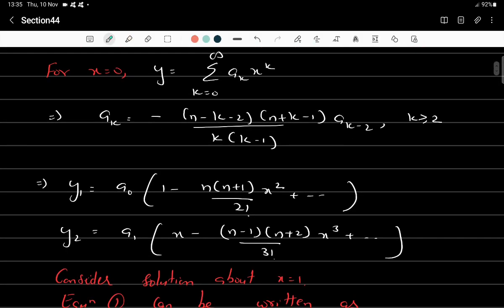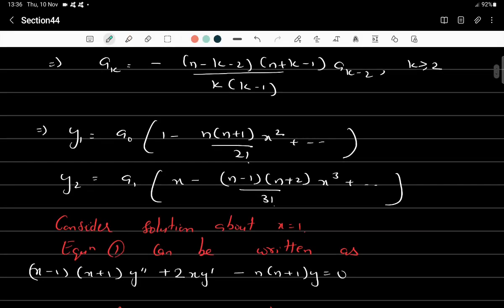So x = 1 is a regular singular point, therefore we can think of either the Frobenius series solution or the hypergeometric series solution. So we will compute the hypergeometric series solution. Now the Legendre equation would look like (x - 1)(x + 1)y'' + 2xy' - n(n+1)y = 0.